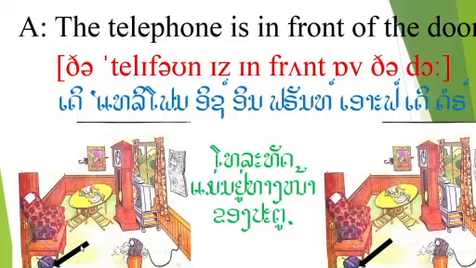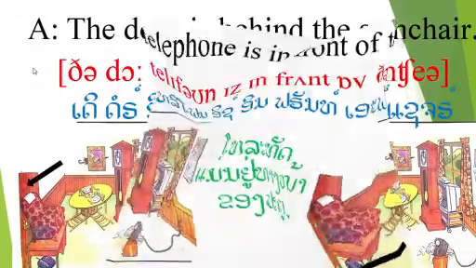The black arrow points to what now? You can see the telephone is in front of the door. The telephone is in front of the door. Sorry, I made a mistake, it is the telephone, not the television. So sorry, that is my fault. Never mind, just listen to my voice. Next answer.